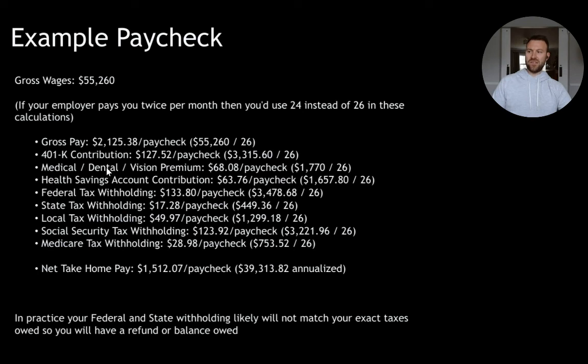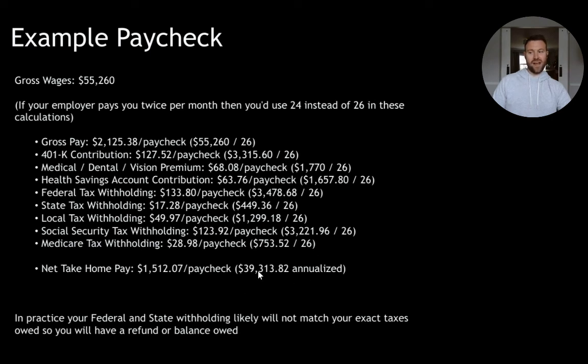The other thing to keep in mind is you have all of these deductions from that paycheck. We talked about the 401k, the medical, dental, vision, health savings account, and then all of our taxes. So when all is said and done, we actually take home about $1,500 in our paycheck. That's significantly less than maybe our gross pay, and just something to note.